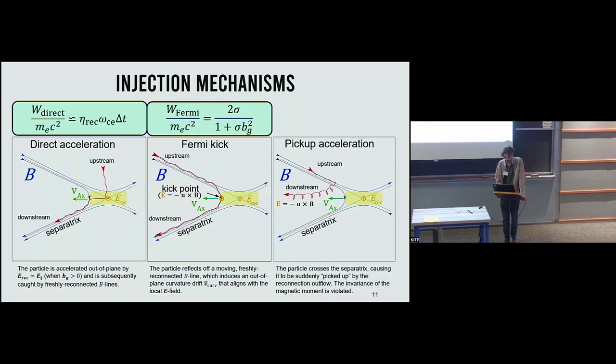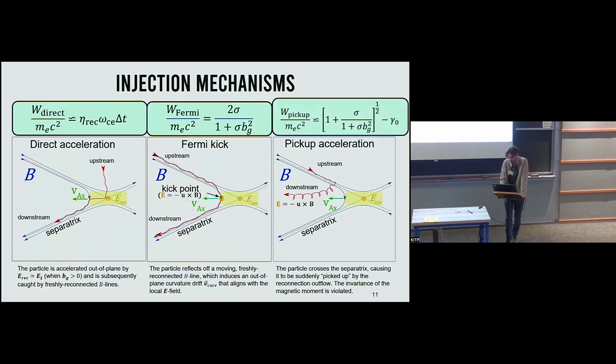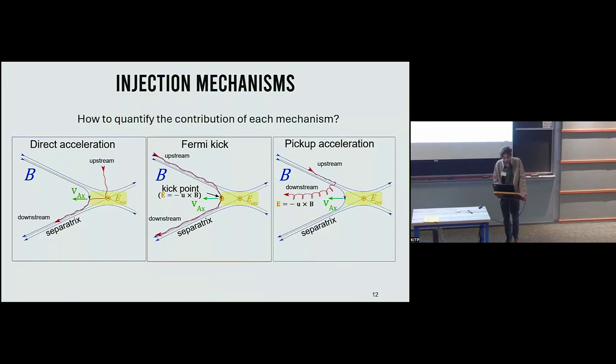Third, we have pickup acceleration, in which a particle crosses over the separatrix and is swept up in a relativistic outflow, whose speed the particle is accelerated to match. This translates to this energization. While this mechanism does strictly less work than the Fermi process, it can nevertheless inject particles when sigma is of order unity, especially if we embrace the injection criterion to be a gyroradius, because this mechanism preferentially accelerates particles in the perpendicular direction. Okay, so we have these three mechanisms, but how are we going to quantify their contributions?